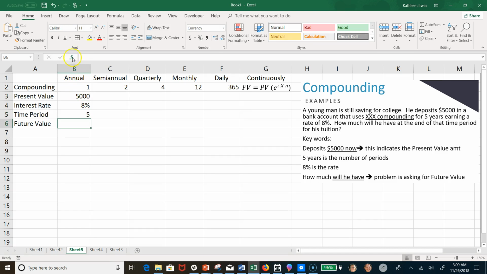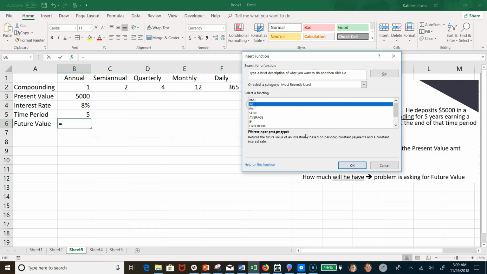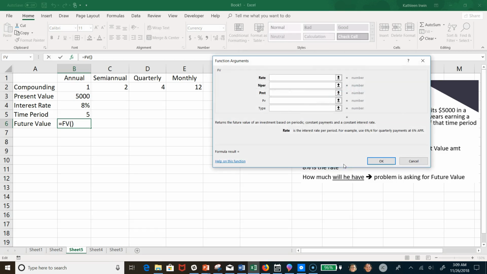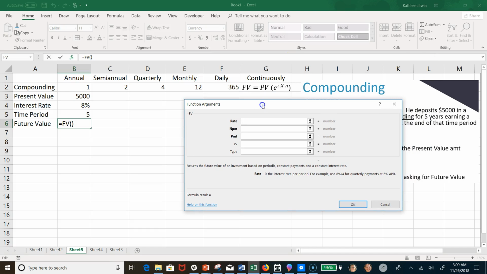All right, so we want to click on our wizard, go to our future value, and this should be looking familiar now. We're going to now click on our different components for our formula. So we're going to go to our rate first. Then we want to go to our number of periods. Then we're going to go to our present value. We're going to put this in as a negative and click on our present value.